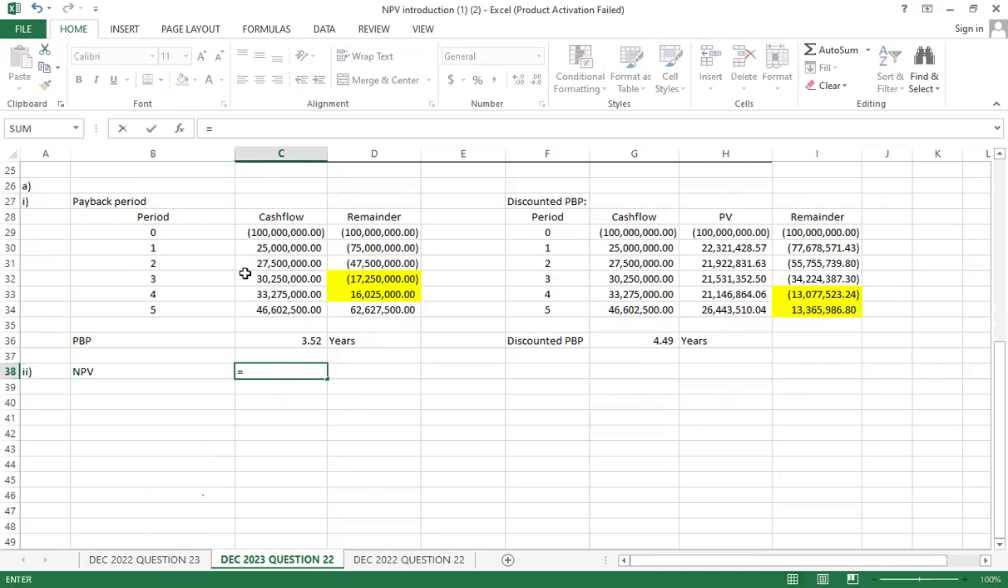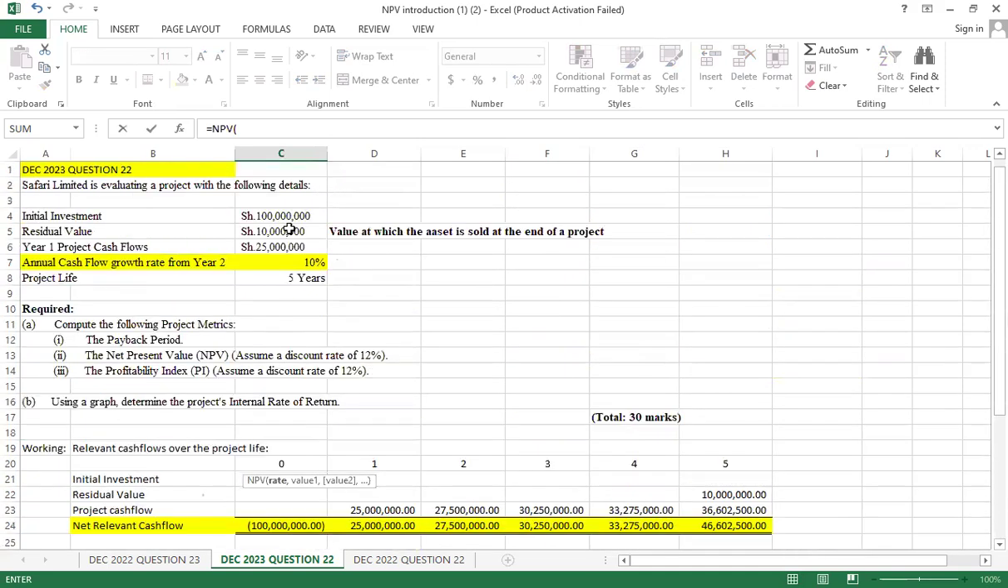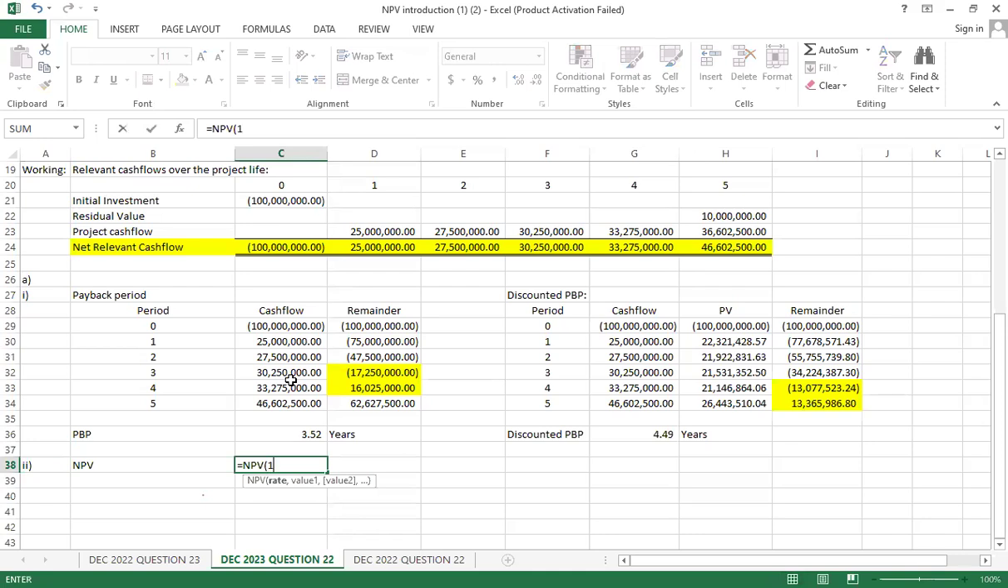So this equals NPV in bracket, the rate we are told to assume 12%, if I'm not wrong. Yes, 12%. So 12%, comma, value 1, the cash flows for period 1 to 5. This one we know how to do, NPV. Close the bracket plus the initial investment. So that comes to about 13.3 million. So that's the NPV.